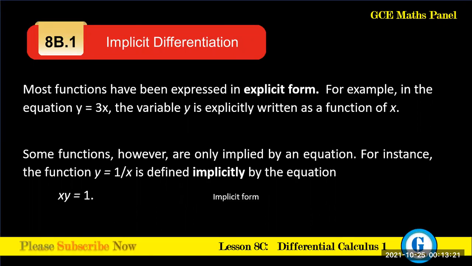Now we are going to look at implicit functions, in which the function is expressed in terms of x and y. For example, here we have xy equals 1. So this is some sort of an implicit function. You can actually arrange it to look like an explicit function, but we note that implicit functions look like this.